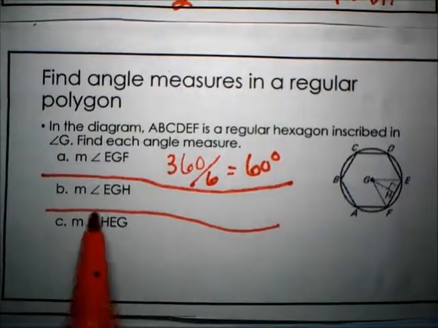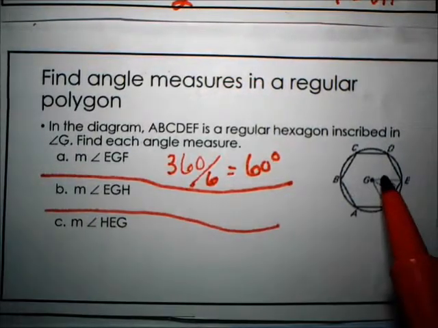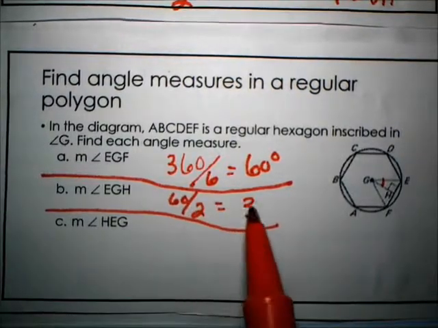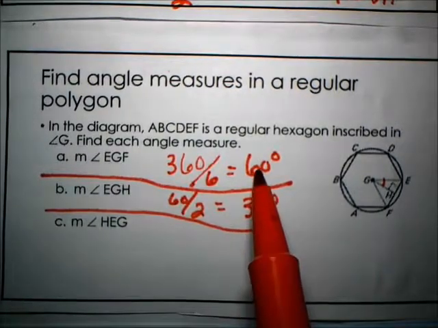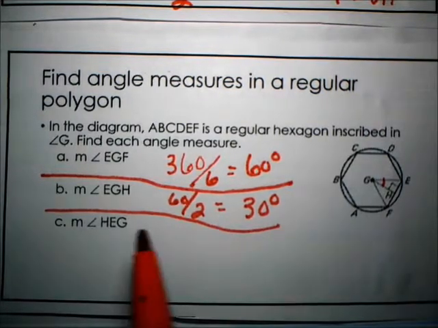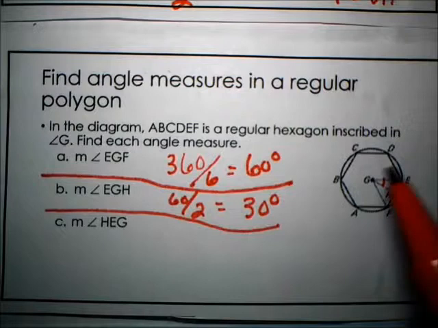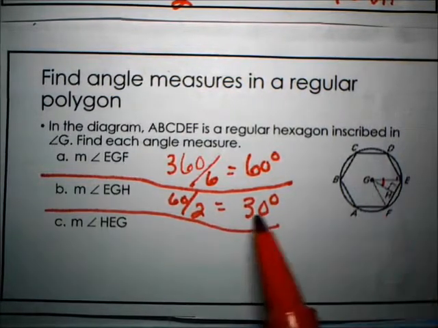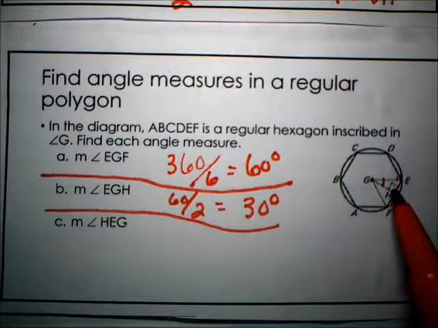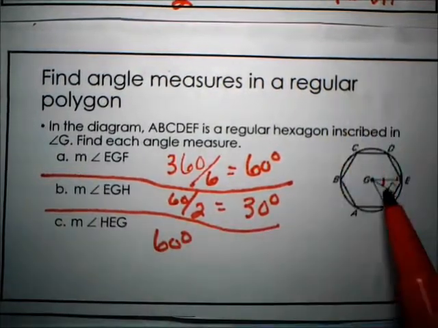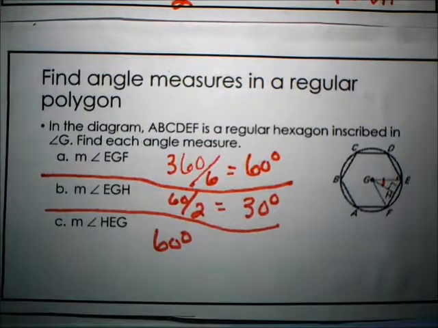The second one, EGH, is half. So you take 60 and divide by 2, which means it's 30 degrees. And then to get the other angle, HEG, notice this is a right triangle. So if that top angle is 30 and this is 90, that means that other angle has to be 60, because this is creating a 30-60-90 triangle.